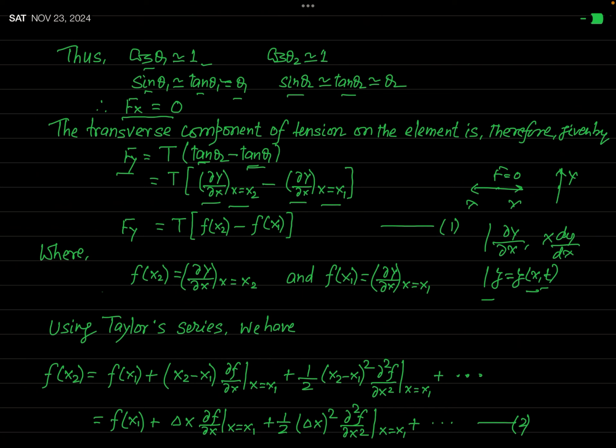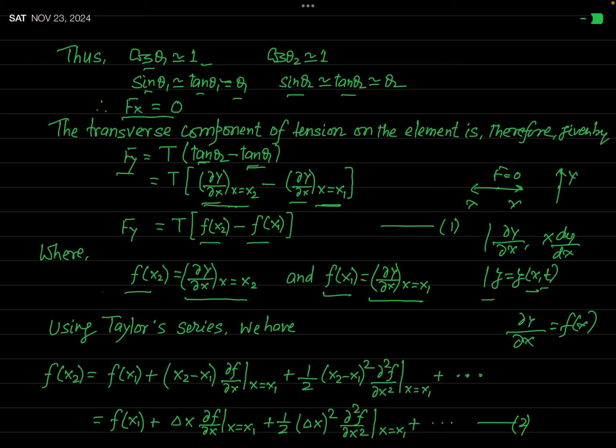Now let us consider that this del y by del x at point x equal to x2 is equal to f of x2, and del y by del x at x equal to x1 is equal to f of x1. I have assumed it. Here actually this del y by del x has been written equal to f of x. And therefore f of x2 has been written instead of del y by del x at x equal to x2, and f of x1 instead of del y by del x at x equal to x1.